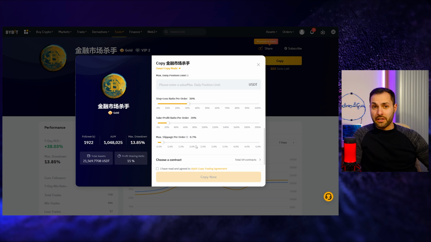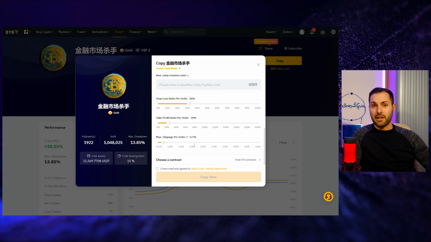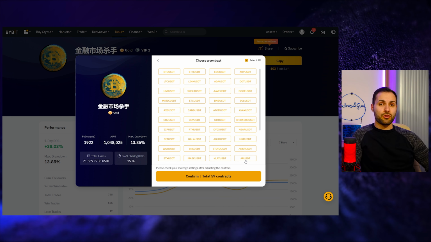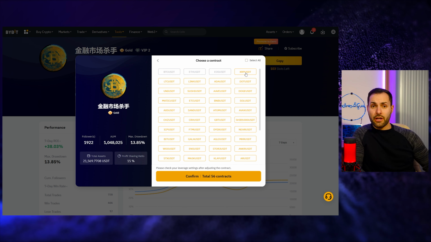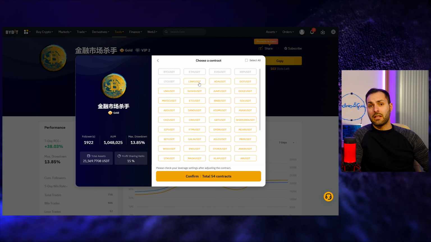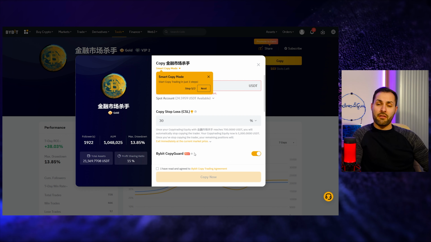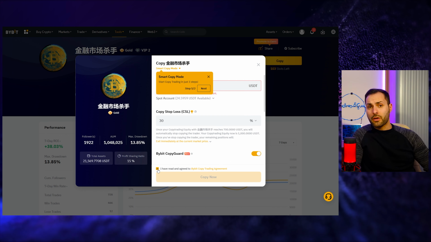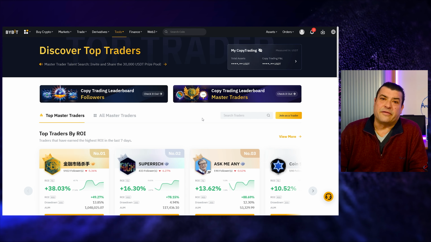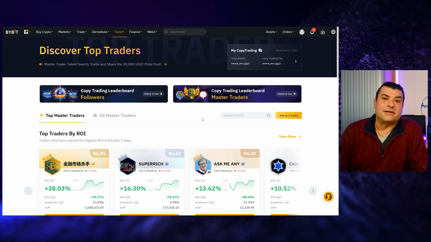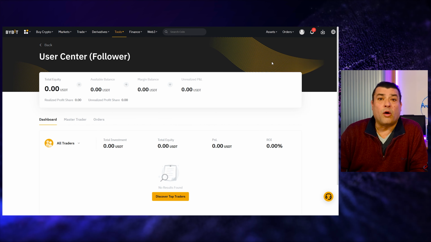One helpful option is to select which asset you'd like to trade. By clicking off the ones you don't want to trade, you can avoid those assets that you don't like. You can also examine a trader's background to see which assets they typically trade. Once you've chosen your preferences and read the terms and conditions, you can start copying traders by clicking on Copy Now. If you have active orders, you can manually edit them on the main page by going to the top right and clicking on My Copy Trading.